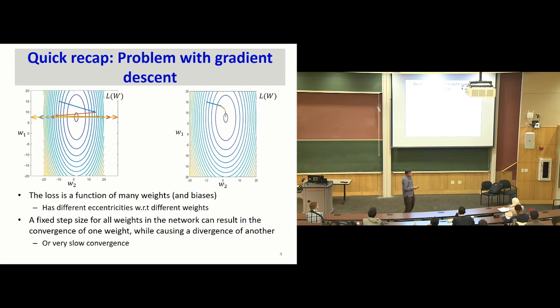We saw that vanilla gradient descent has problems, and the problem is that the loss is a function of many parameters, and the loss surface might have different eccentricities in different directions. So if you use your standard gradient descent rule, which has a fixed step size for every direction, then what is a good step size in one direction may be too slow in the other or too fast in the other, and so you might either never converge or just diverge.